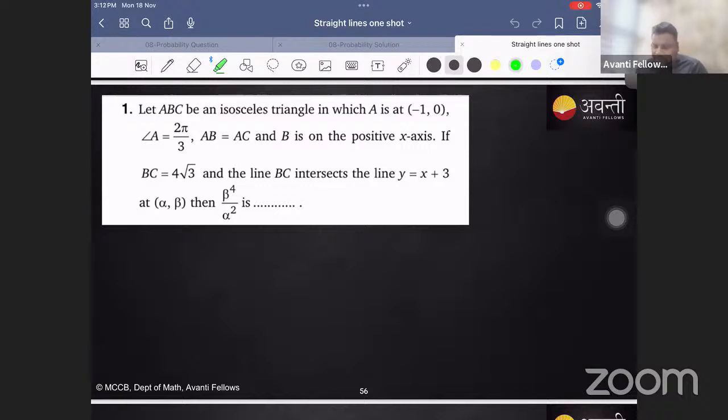Let ABC be an isosceles triangle in which the point A is (-1, 0) and angle A is 2 pi by 3. All right, AB equals AC. B is on the positive x-axis. If BC is 4 root 3, line BC intersects this line at alpha, beta. Well, go through it quickly.